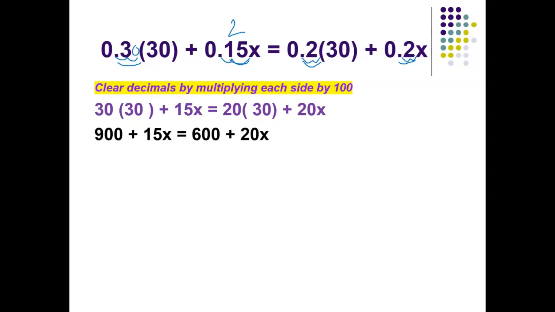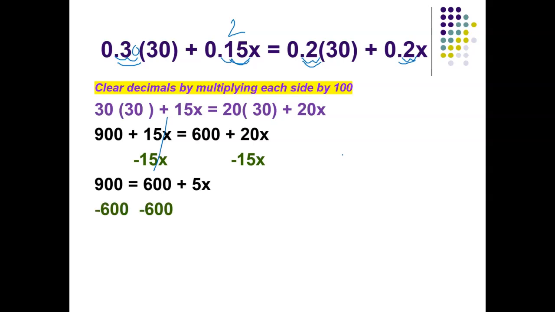We will subtract 15x from both sides of the equation, and that will give us 900 equals 600 plus 5x. The 15x and the negative 15x cancel right there. Once again, I want 5x to be alone. I'll get rid of the 600 by subtracting from both sides, and you will end up having 300 equals 5x. For x to be alone, divide both sides by 5. The final answer will be x equals 60. You don't have to put the decimal back anywhere. This will be your final answer.